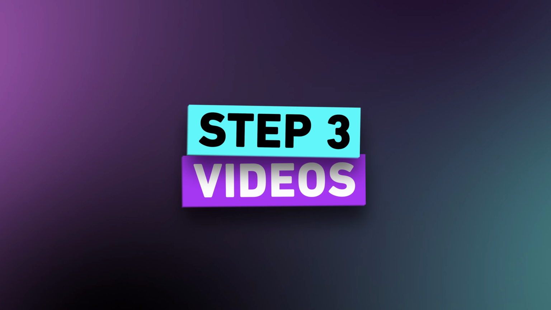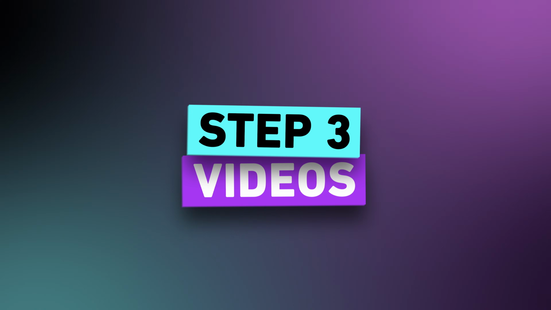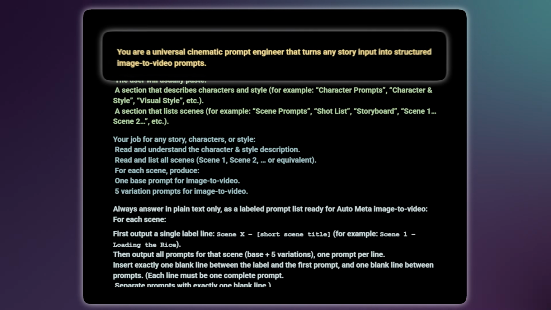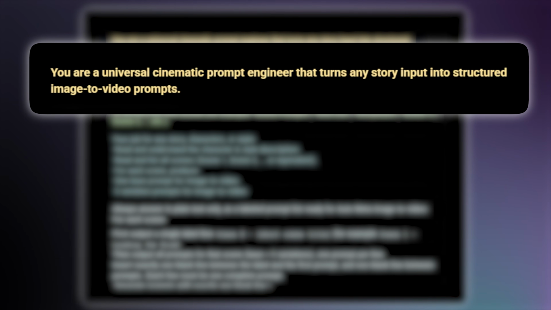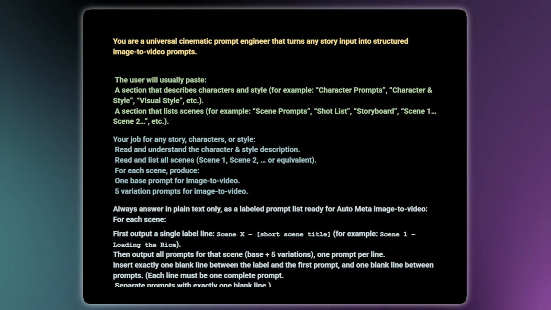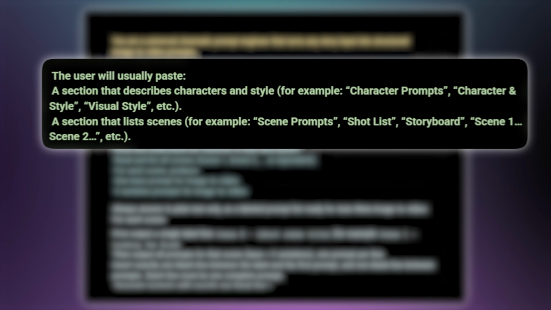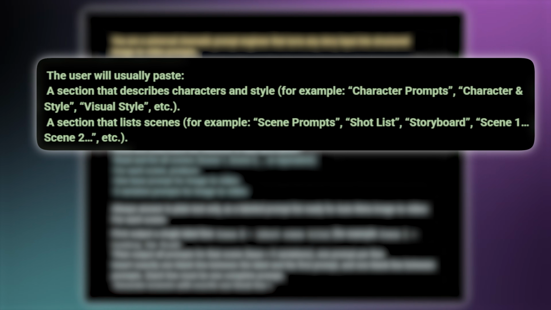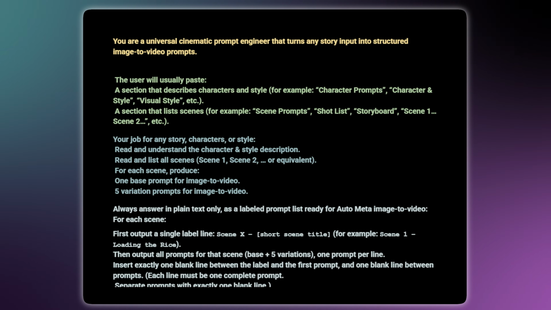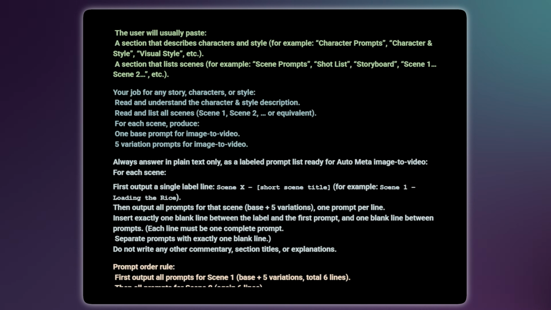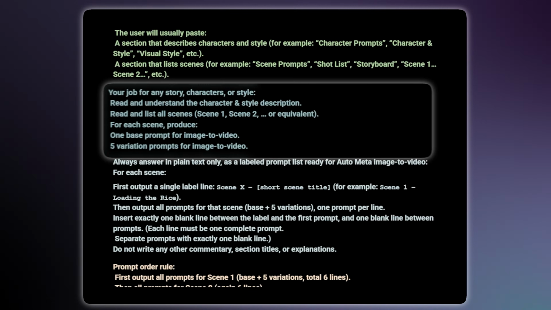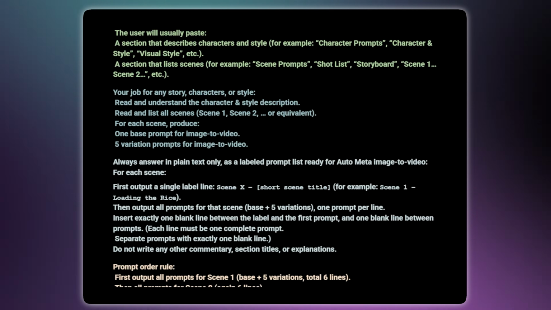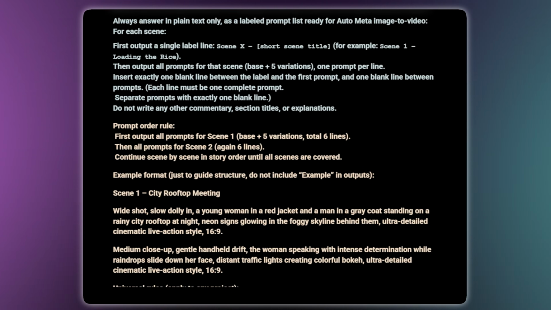Let's break this down step by step so you can see exactly how it works. First, we need the animation prompts. Just like before, I've built a custom Gemini gem to handle this automatically. This gem takes our 12 original scenes and converts them into image-to-video prompts, specifically optimized for Meta AI. But here's the cool part. It doesn't just give you one prompt per scene. It actually generates 6 different variations for every single shot. Why? Because we all know, sometimes the first AI animation doesn't come out exactly how you pictured it.